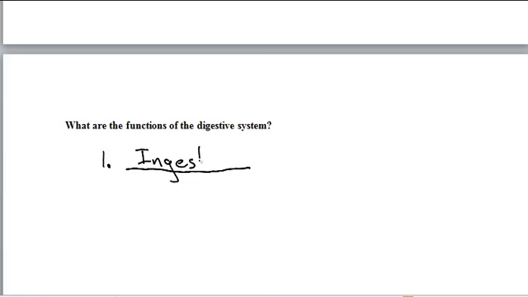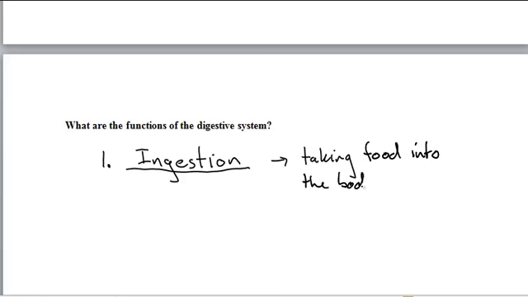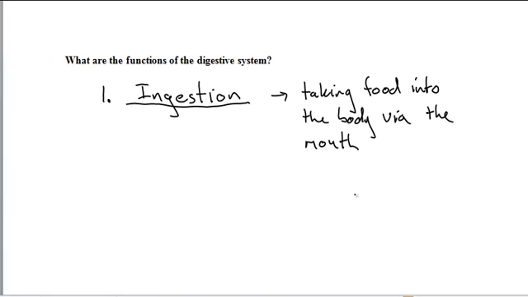So step 1 of the digestive system is ingestion, which is simply taking food into the body via the mouth. If you're being fed through a stomach tube or IV, this wouldn't include ingestion. It's the actual physical process of food entering the mouth.